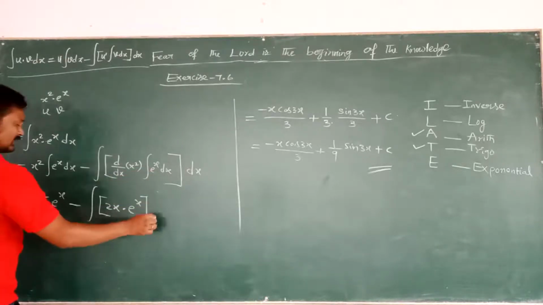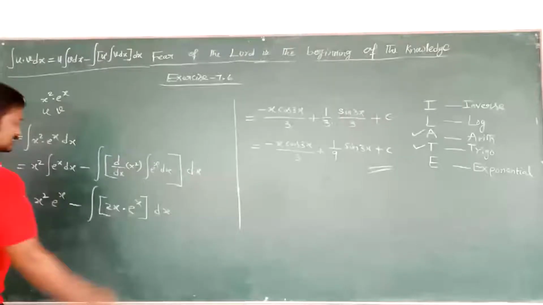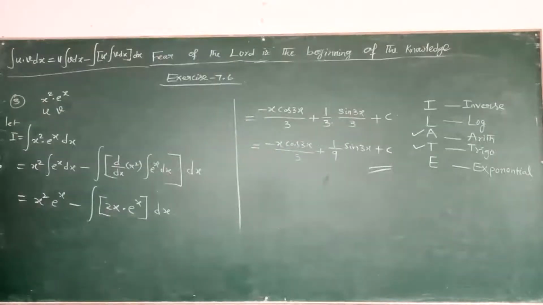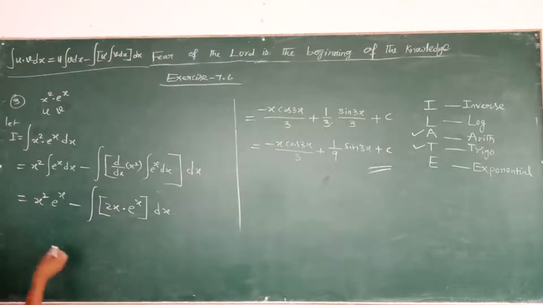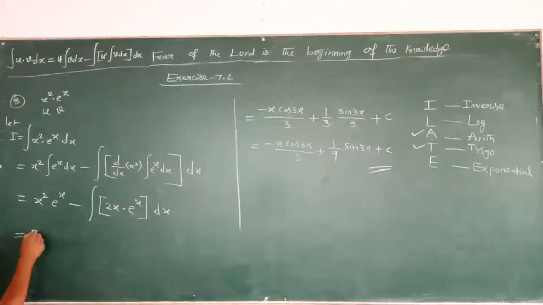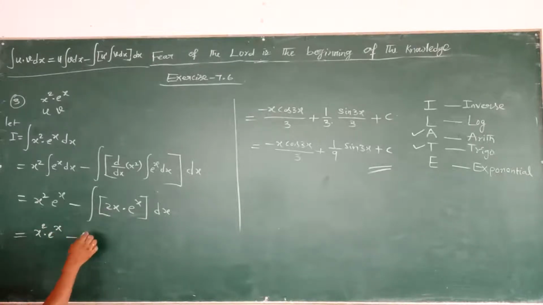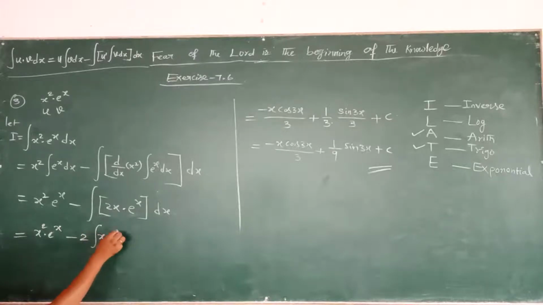So then dx. So we have written this part. After that, what do we need to do now? After this, see here, we have to do it 2 times. Let me see how we can solve. So now x square e power x minus 2, where 2 is constant, right, times the integration of x into e power x dx.